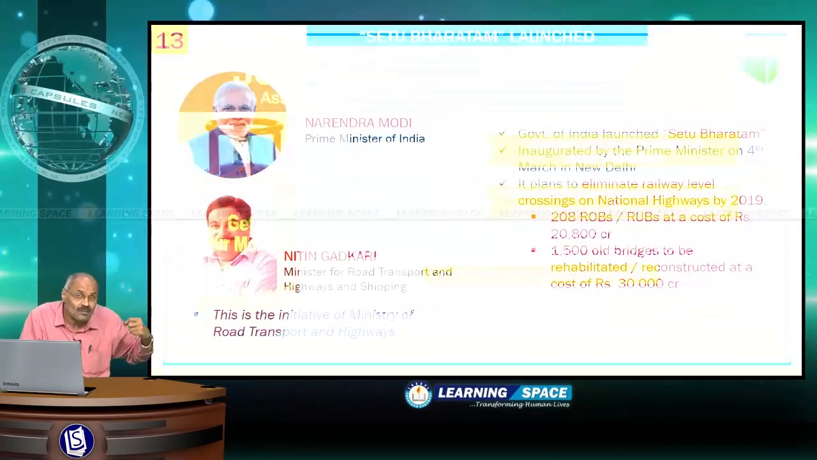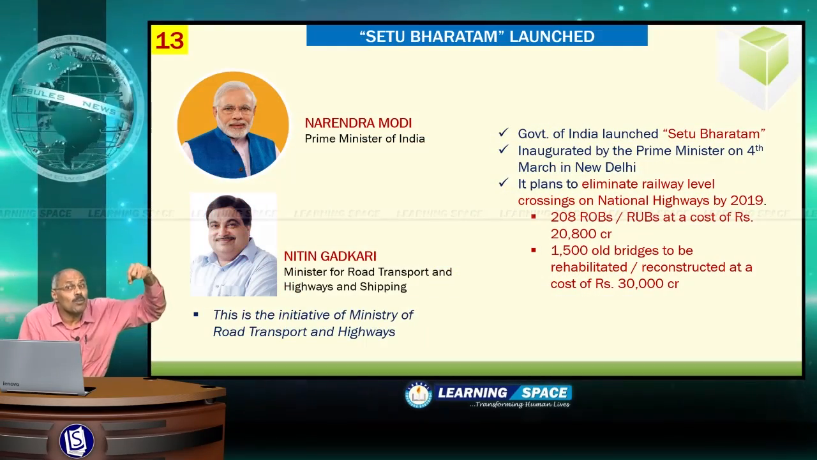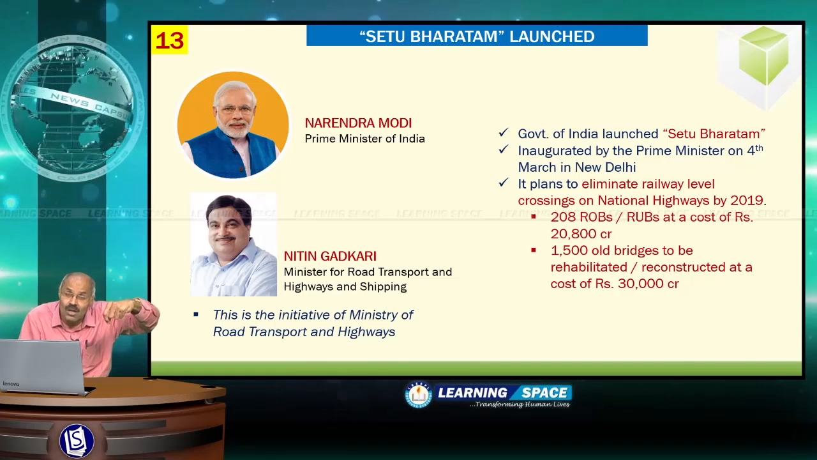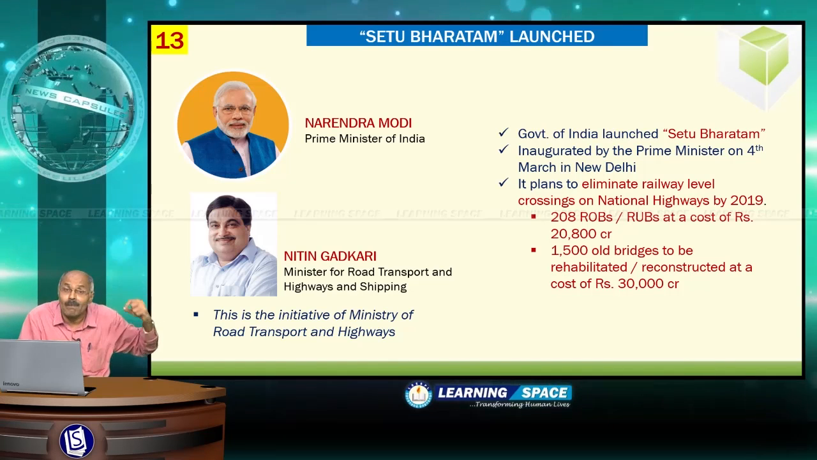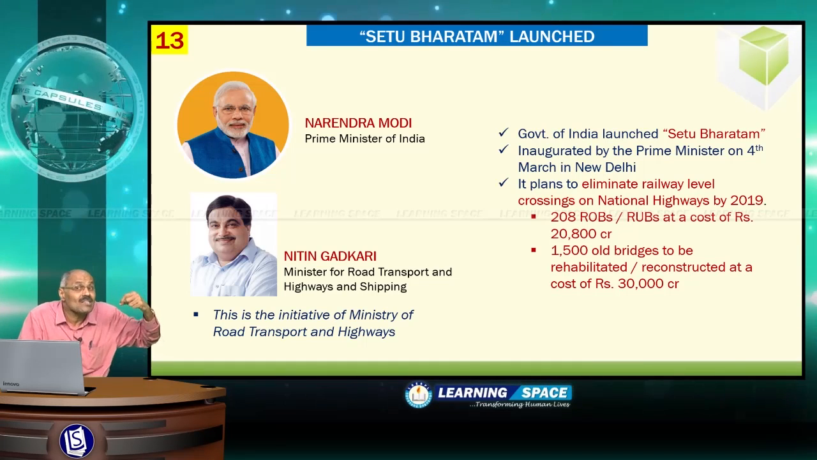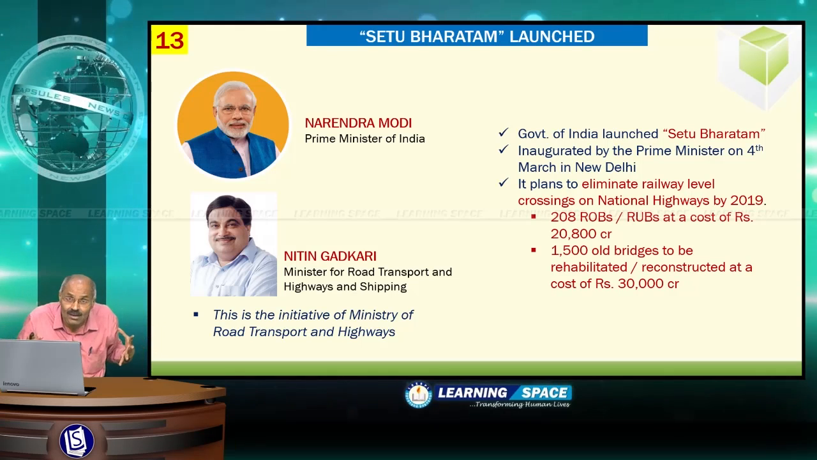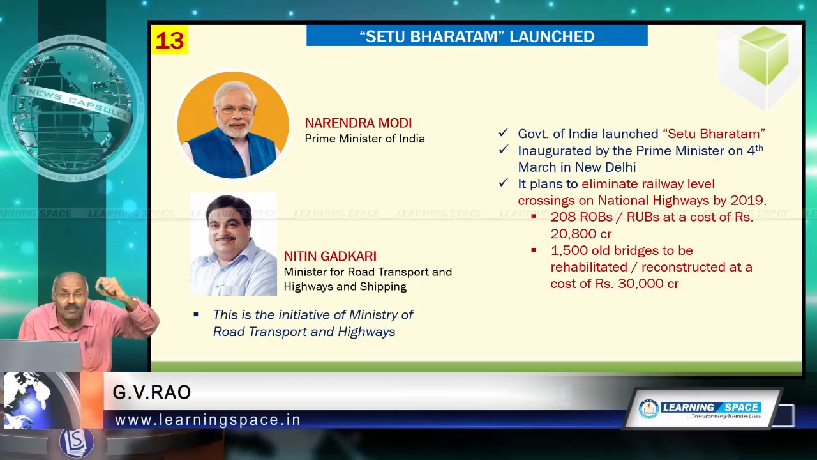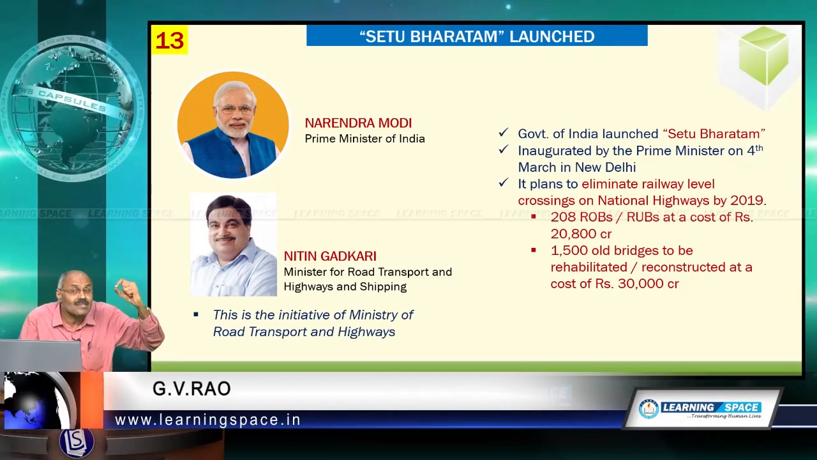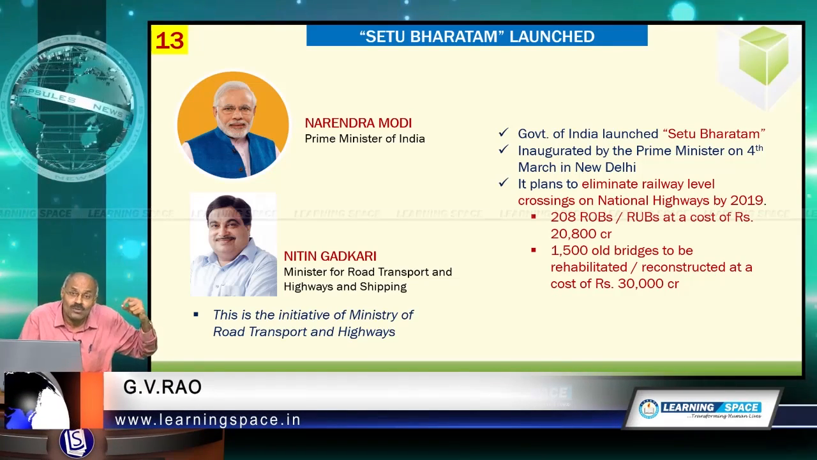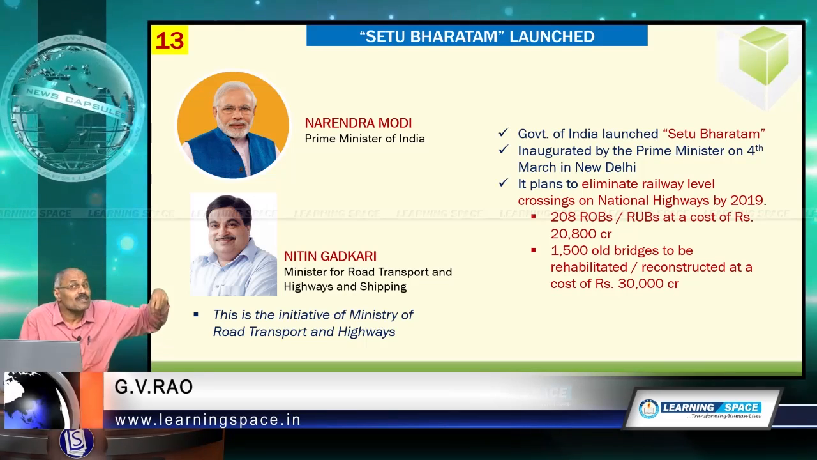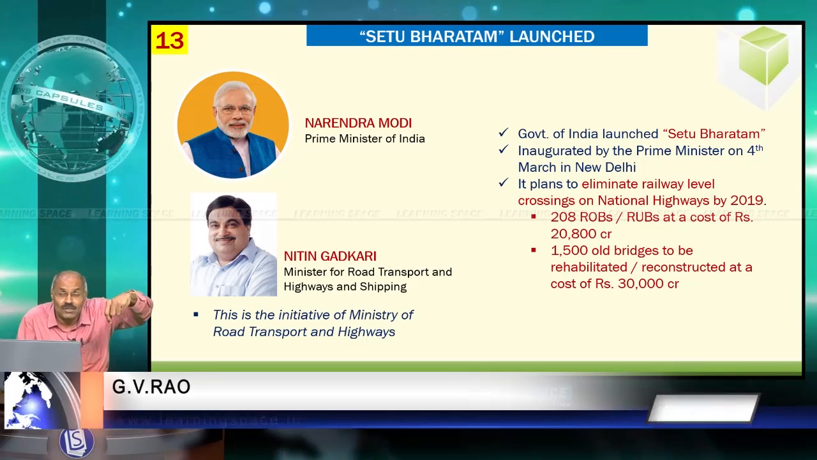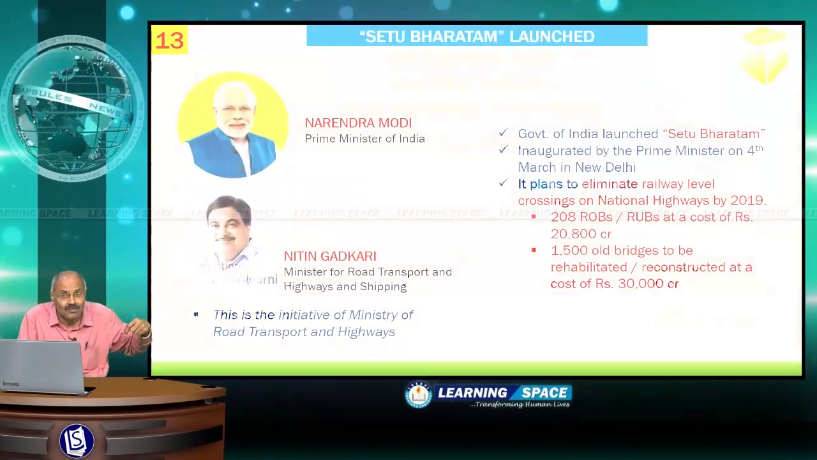Look at the last one. Government launched Setu Bharatam. If someone asks you what is the meaning of Setu Bharatam, basically it is elimination of railway level crossings on national highways by 2019. Right? Elimination of level crossings at national highways by 2019. That is the purpose of Setu Bharatam. It was also launched during the year 2016.